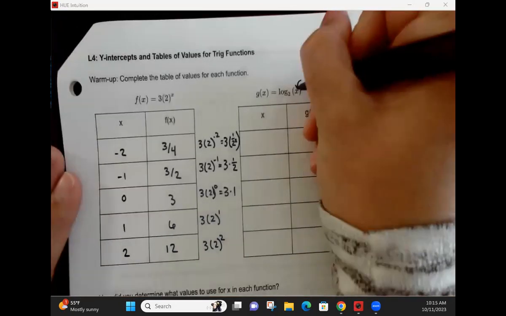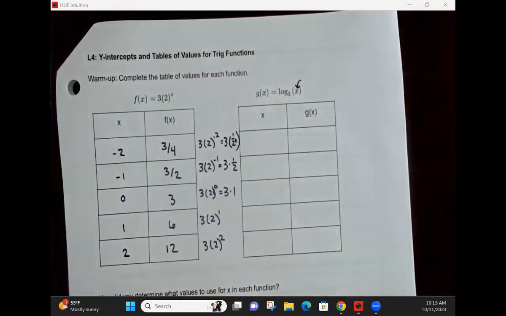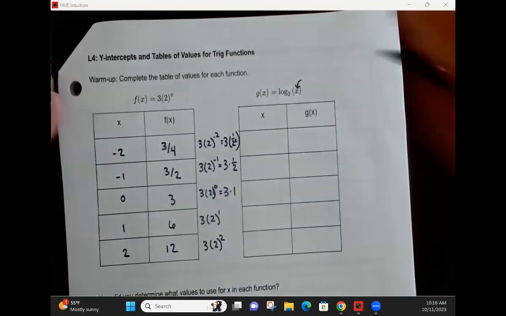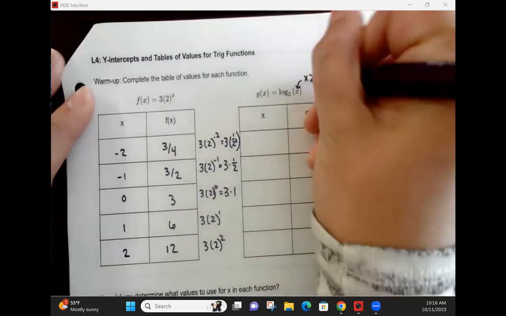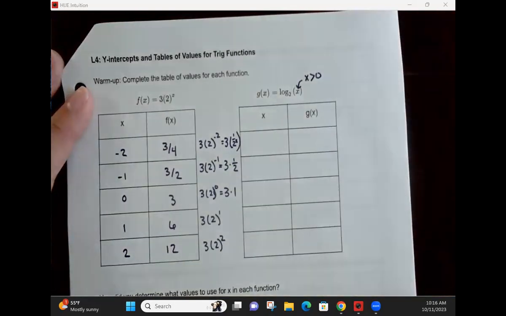So the argument of our log, right? In this case, it's just x. What do I know has to be true about the argument of my log? It needs to be positive, greater than 0, right? We cannot have 0 for the argument. I know that this needs to be greater than 0.